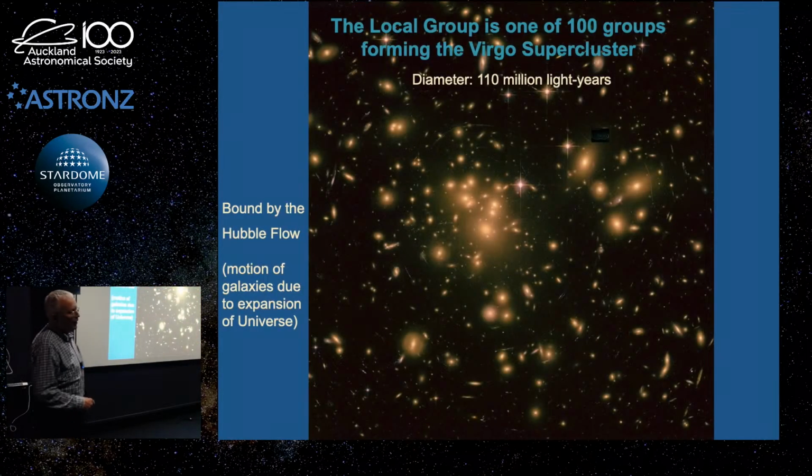Okay, so now the local group, you think that's big, 10 million light years. That whole local group is just one of 100 groups, or clusters if you will, forming the Virgo supercluster, which is, never mind 10 million light years, this is 110 million light years across. So suddenly we're just paling into insignificance pretty quickly.